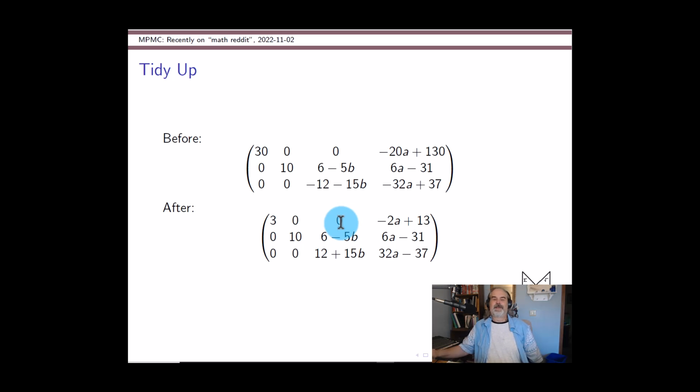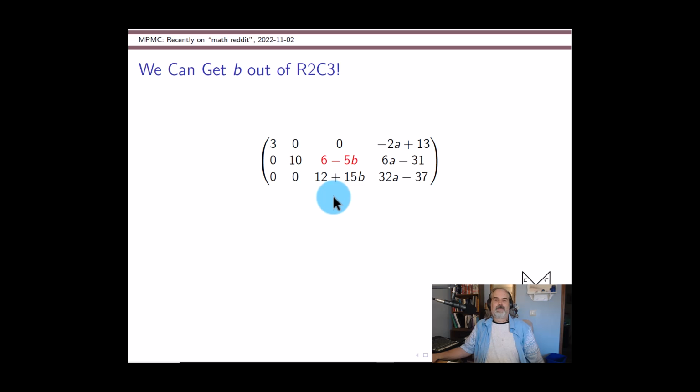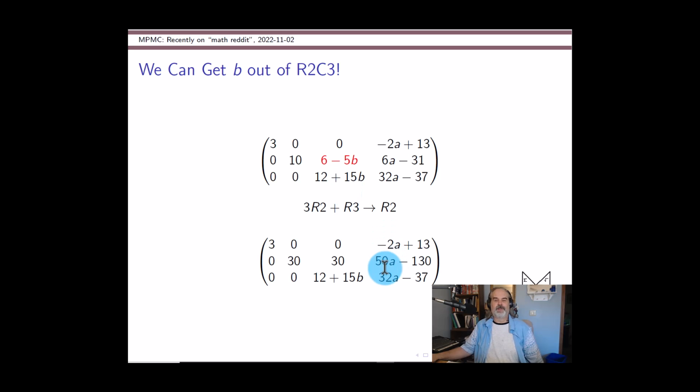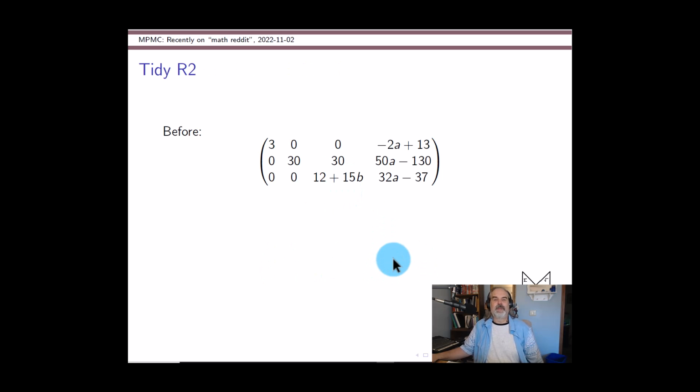Okay, now the story between row 2 and row 3 is that removing this entry in its entirety is going to make things really messy in the other rows. But at least we can eliminate this term with the -5b if we take 3 times row 2 and add it to row 3 and plop that result in row 2. Okay, so that result will look like this. And again, a little bit more cleanup. Take out a factor of 10 across row 2, and there we go.